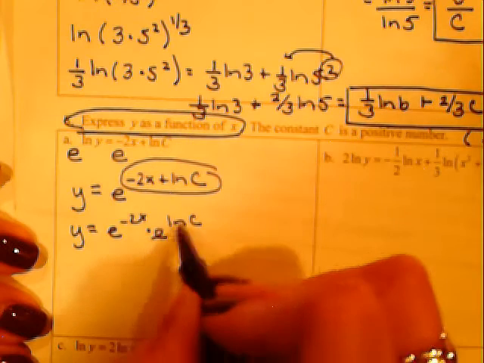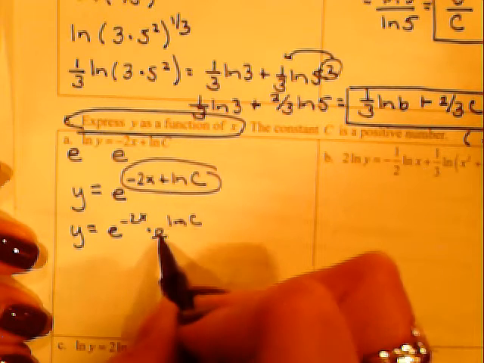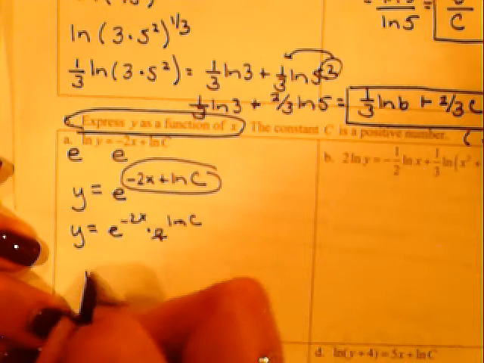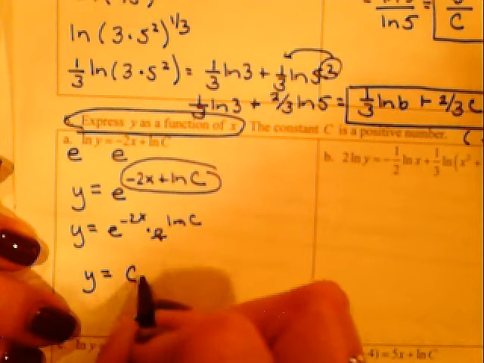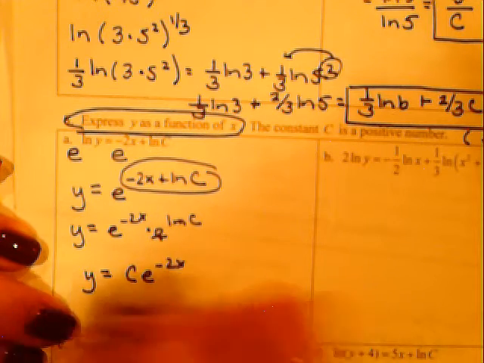Now, like I just mentioned, e and natural log are inverse properties of one another, so they're going to cancel out. So y is going to be equal to c times e to the negative 2x.